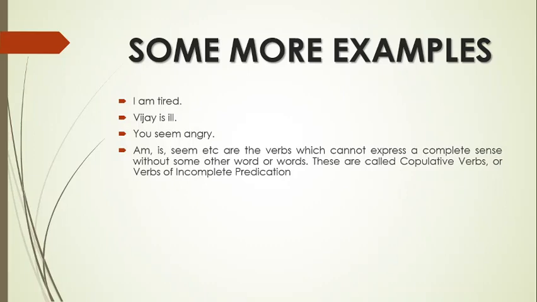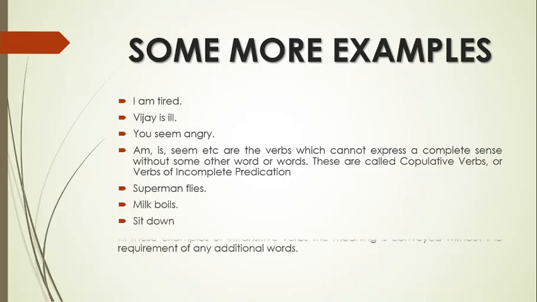So all these words, they take these extra words like tired, ill, angry to convey a complete sense. Such verbs are called copulative verbs or verbs of incomplete predication. On the other hand, Superman flies, milk boils, sit down. In these examples of intransitive verbs, the meaning is conveyed without the requirement of any additional words.